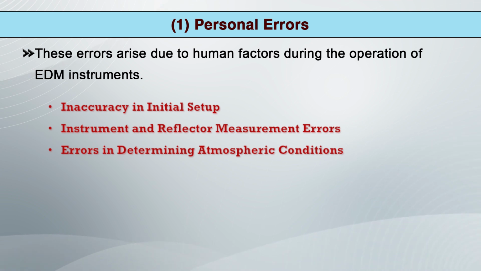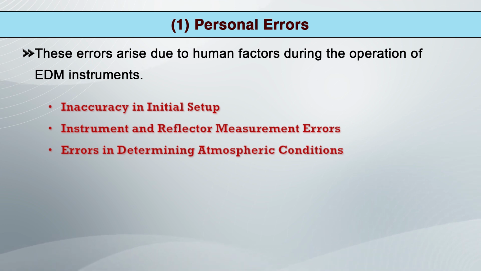The second type of personal error is instrument and reflector measurement error. This error occurs when the user does not correctly measure the distance between the instrument and the reflector. A small mistake in reading or interpreting a measurement can lead to cumulative error, particularly in large surveys.